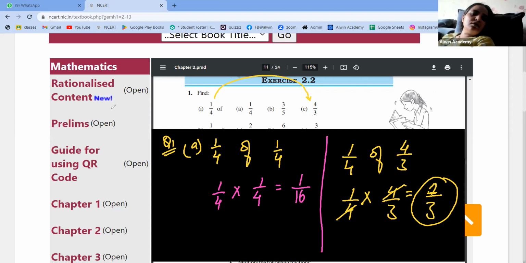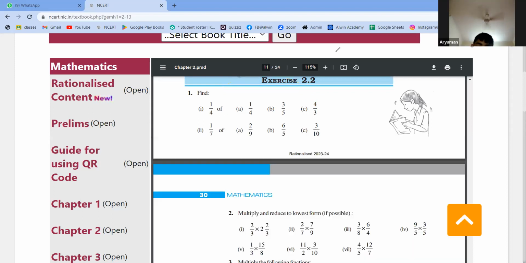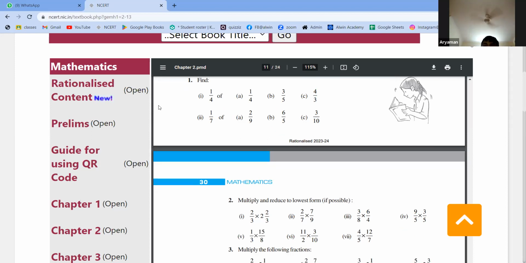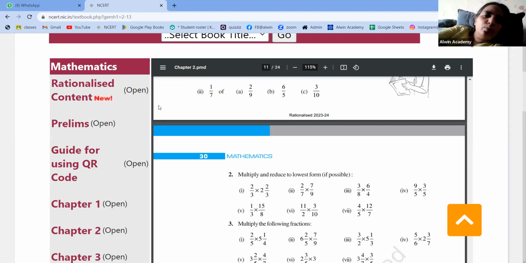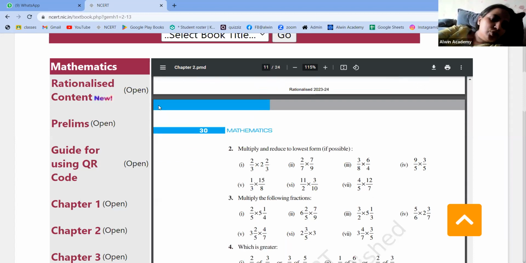Ma'am, B. Tell me. Ma'am, 3 by 20. Good. So the second part for question number 1, you will do as your homework, okay? There are 3 parts of it: 1 by 7 of 2 by 9, 1 by 7 of 6 by 5, and 1 by 7 of 3 by 10, which you need to solve, okay?